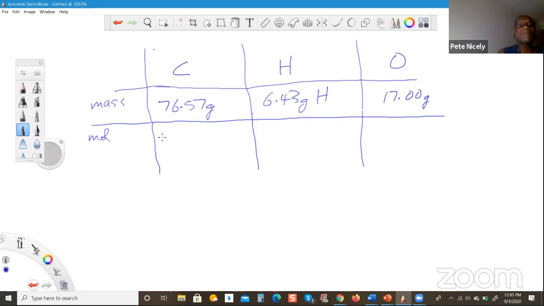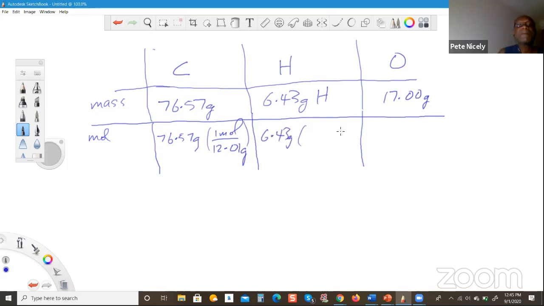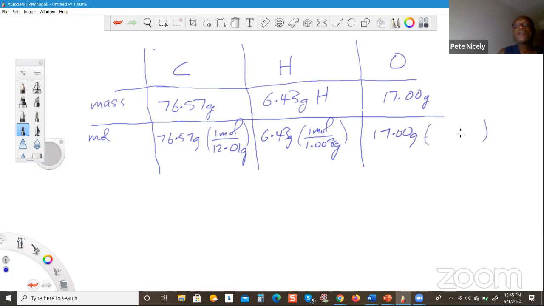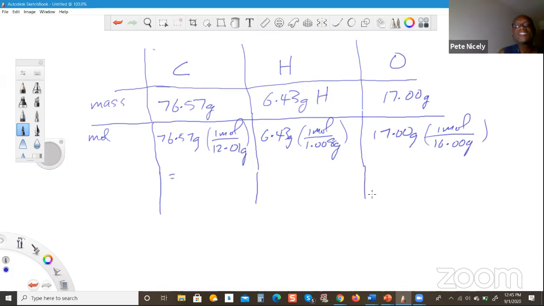So if you recall, in the case of carbon, we will multiply the mass in grams by 1 mole over 12.01 grams. In the case of hydrogen, 6.43 grams multiplied by 1 mole over 1.008 grams. And finally, in the case of oxygen, 17.00 grams multiplied by 1 mole over the molar mass, which is 16.00 grams. All right. So again, we have to do some computation here with our calculators.